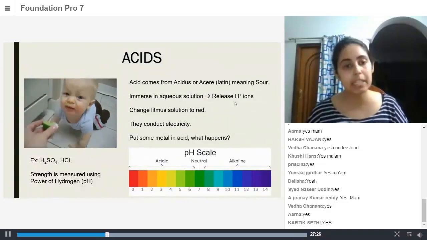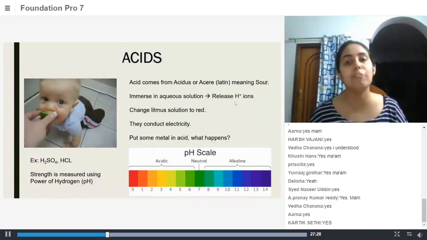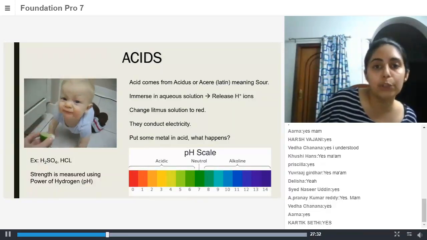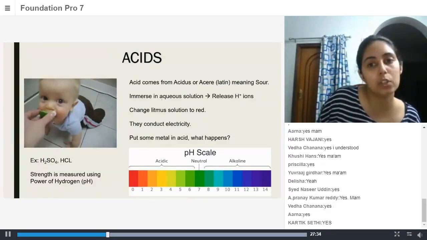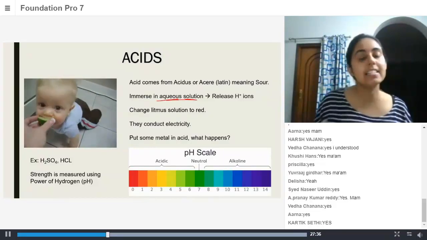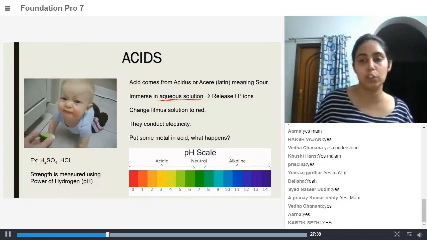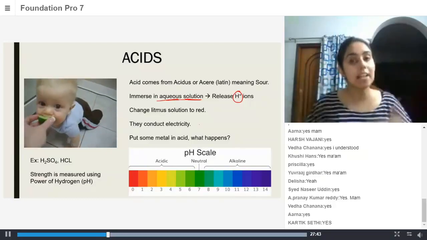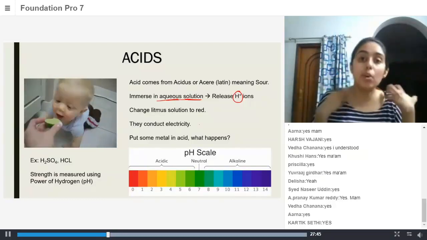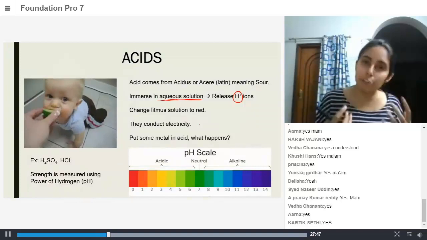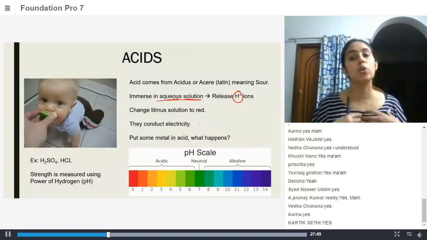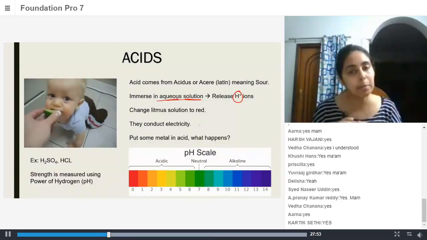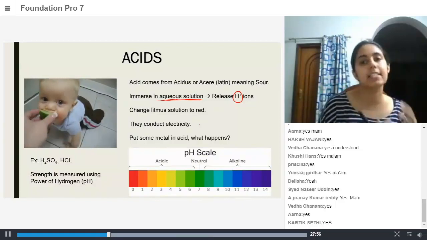And what does pH mean? pH means power of hydrogen. What does that mean? Remember I told you, when you have acids in the form of an aqueous solution, they release H plus ions. The more H plus ions they release, the more powerful those acids are. So more H plus ions, the more acidic a substance is. Fewer H plus ions, the less acidic a substance is.